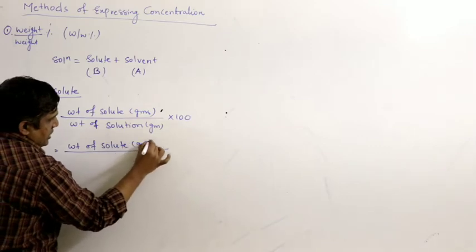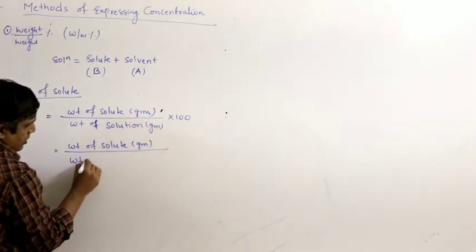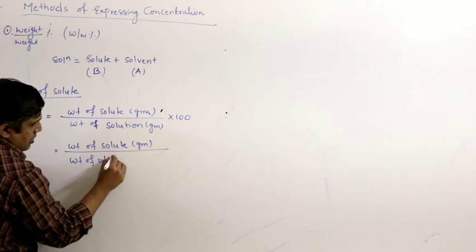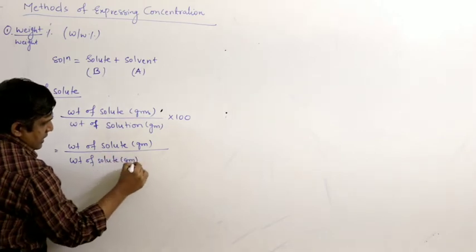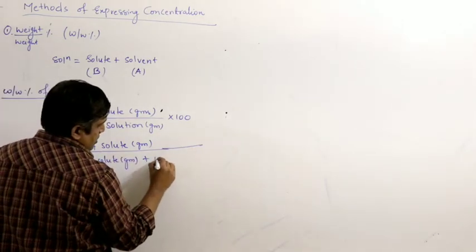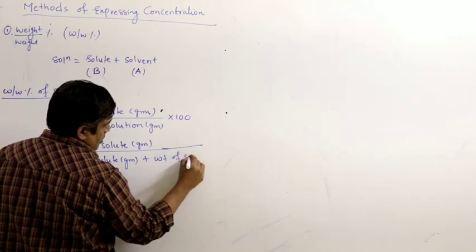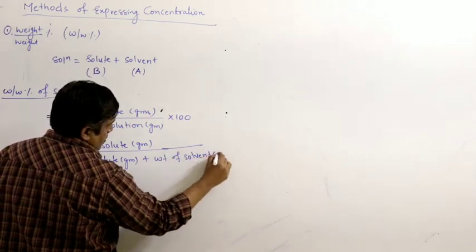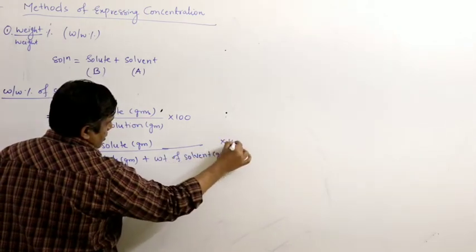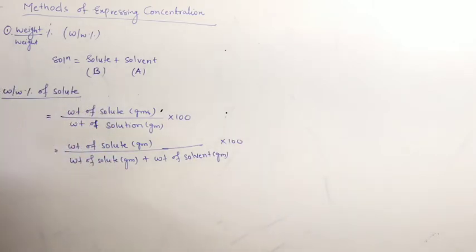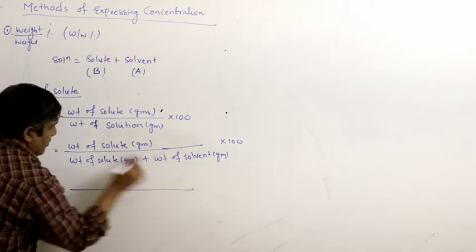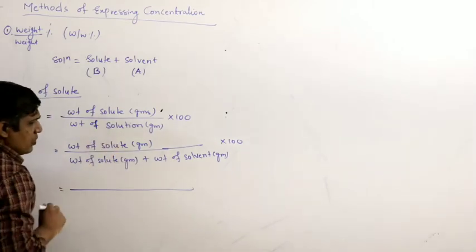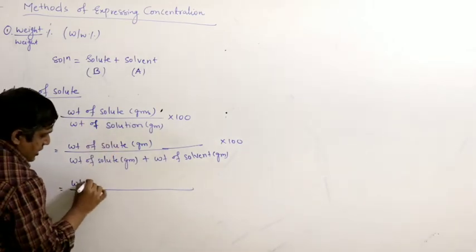Weight of solute in grams by weight of solute in grams plus weight of solvent in grams, or weight equal to what? Volume into density. So weight of solution is nothing but volume into density. I can also write like that.